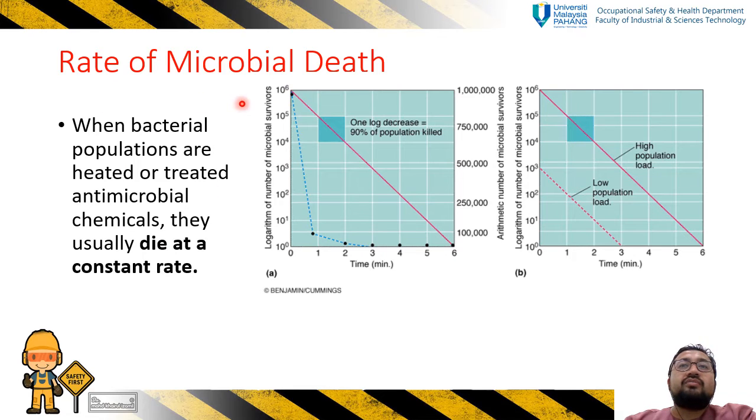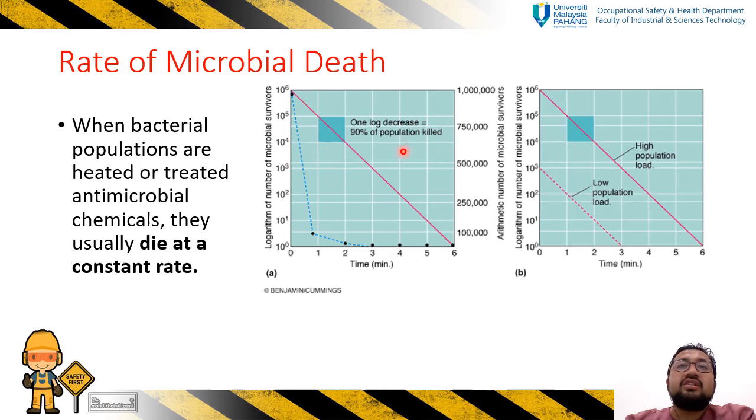Alright, rate of microbial death. When bacterial populations are heated or treated with antimicrobial chemicals, atau apabila bakteria tu di-expose kepada suhu yang sangat panas ataupun being treated by antimicrobial chemical, they usually die at a constant rate. Sama juga dia boleh growth in a constant rate. Bila kita apply sesuatu type of antimicrobial, dia juga boleh turun ataupun die at a constant rate.